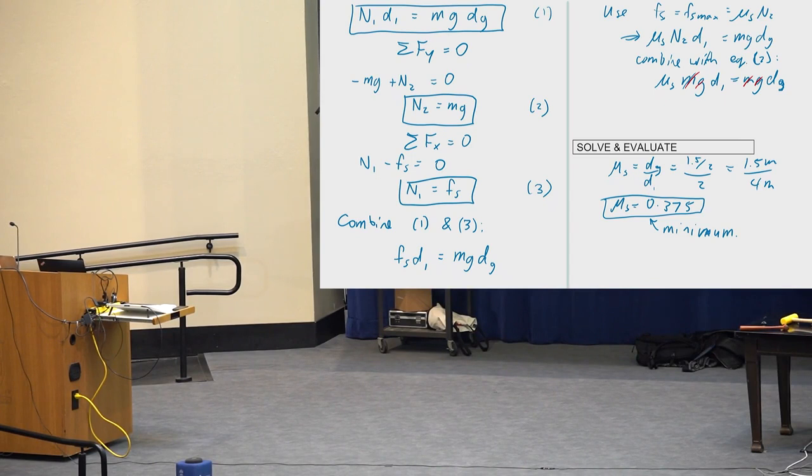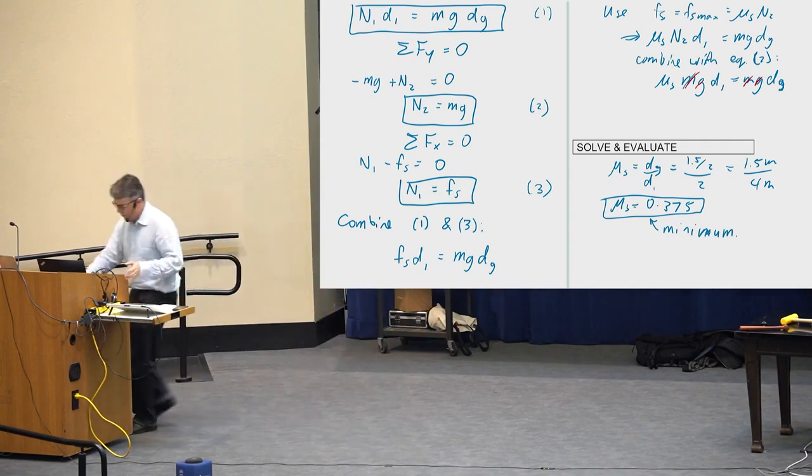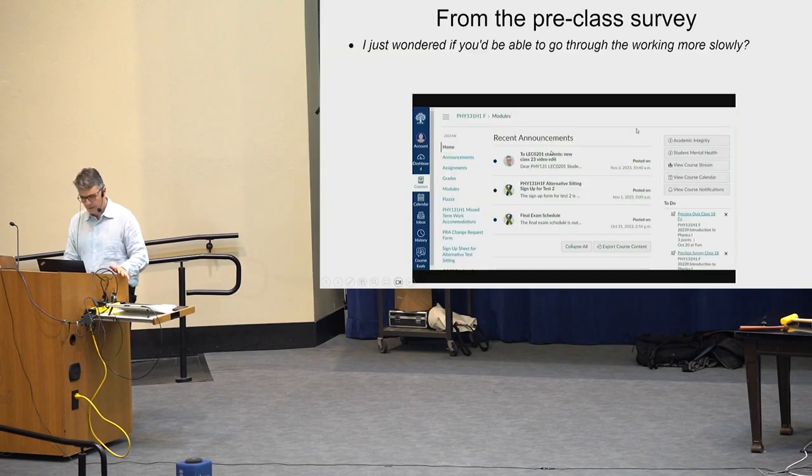Okay, so there was a pre-class quiz where we were asked what are the conditions for static equilibrium. It's that the sum of the horizontal components as well as the vertical components of the forces acting on the object is 0. Those are two equations. And the third one is that the sum of the clockwise and counterclockwise torques also gets to be 0, if you count the clockwise as negative, I guess, and counterclockwise as positive.